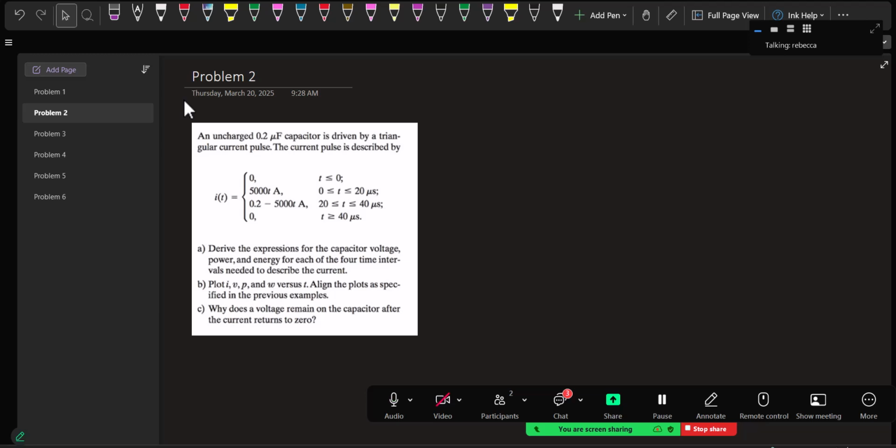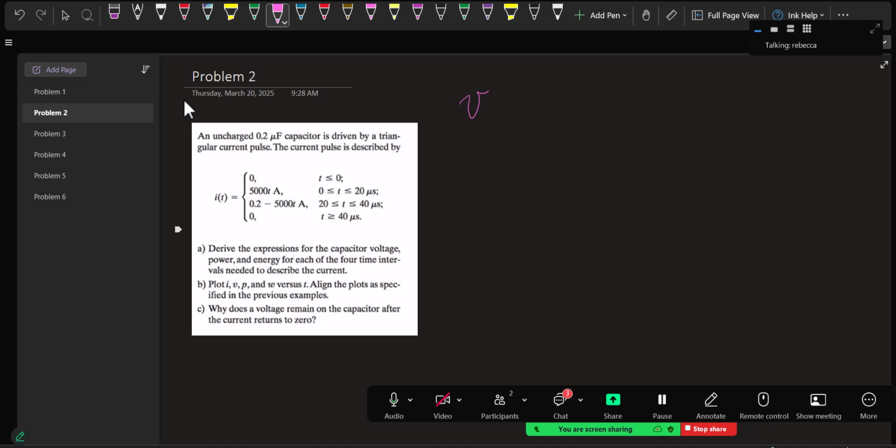Let's see. An uncharged 0.2 microfarad capacitor is driven by a triangular current pulse. The current pulse is described by this. Derive the expressions for the capacitor voltage, power, and energy for each of the time intervals needed to describe the current. I'm going to start with just the voltage, and I may or may not do the others.